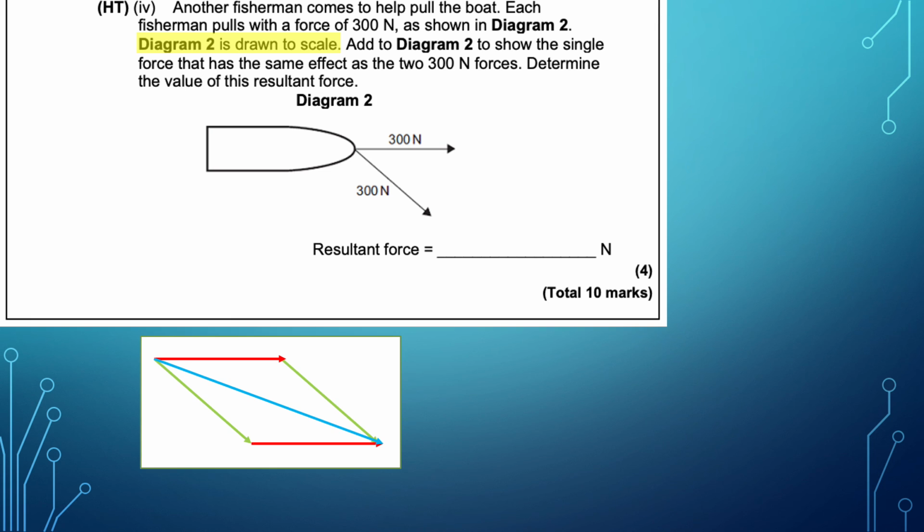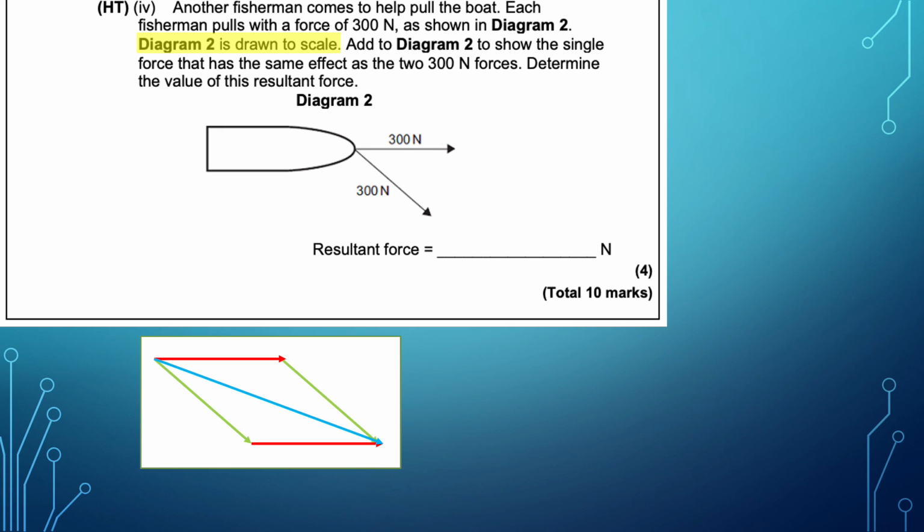So if I combined 300 newtons going to the right and 300 newtons going diagonally towards the bottom right, and I put those two together, then the overall force is going to go in the direction of that blue arrow there. Now, you're probably thinking, how am I going to figure out how long or how big that blue line is? This is where I was stumped as well. If you got up to this point, you actually earned yourself up to 2 marks. This is where diagram 2 being drawn to scale becomes really important.